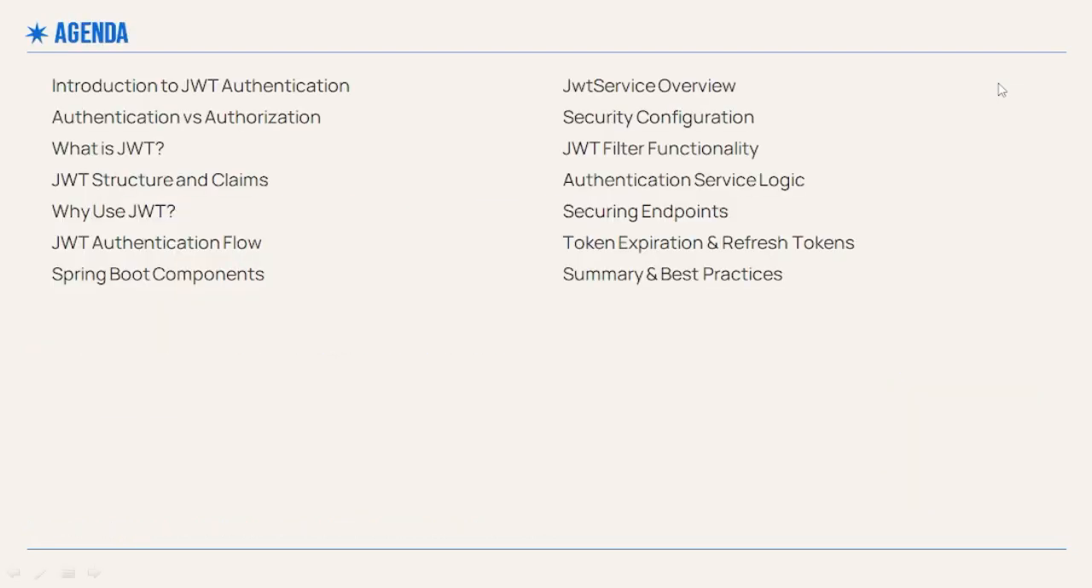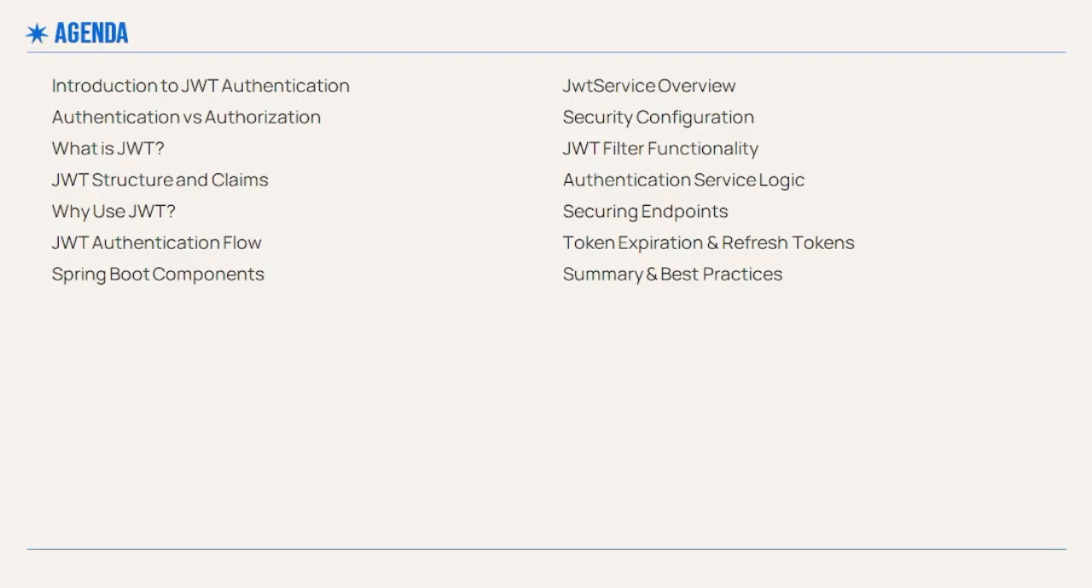So this is the agenda: introduction to JWT, JSON Web Token. What's the difference between authorization and authentication? What is a JWT? JWT structure and the claims. Why use JWT? JWT authentication flow. Spring Boot components: as you know, typically in Spring Boot you have a controller, the controller calls the service, the service calls the repository, for example a JPA repository or Hibernate, and finally it interacts with the database.